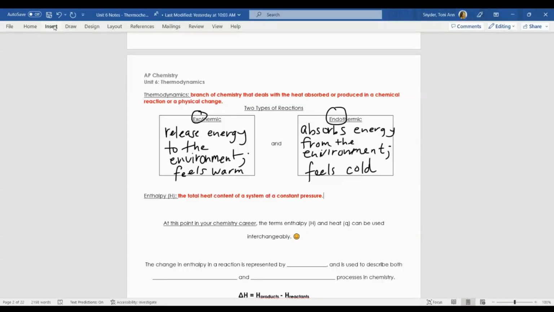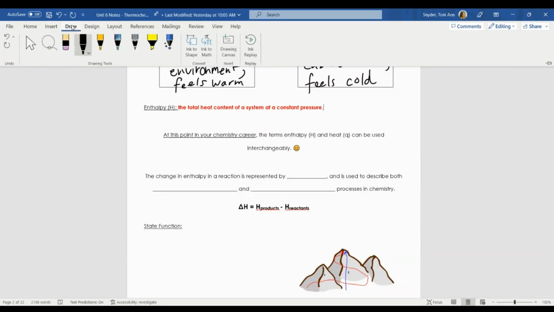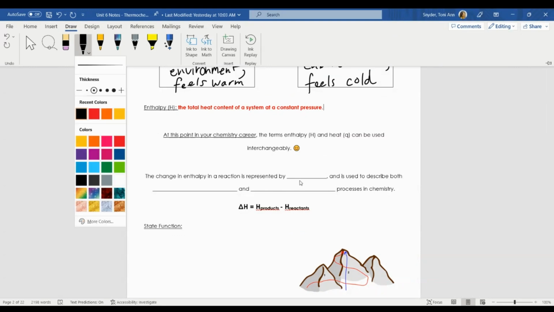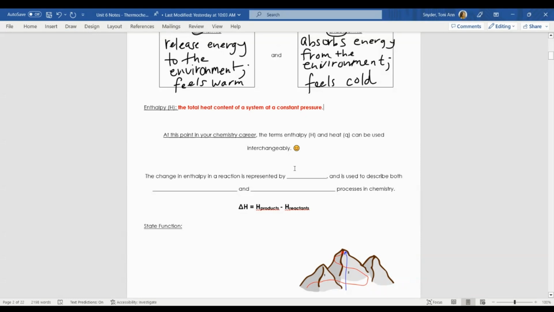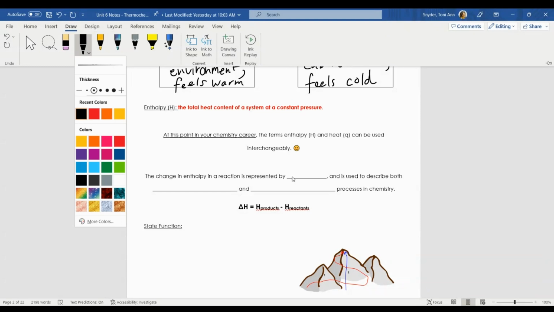If the pressure is not the same, which it's not when you get to upper level chemistry classes, enthalpy and heat do not mean the same thing. But for us, since we are always working at a constant pressure, we can assume that enthalpy and heat mean the same thing. So just keep that in mind. You wouldn't get to the difference in that until you get to college level physical chemistry classes, which are like 400 level classes, which I'm sure many of you wouldn't have to take unless you're actually majoring in chemistry. So the change in enthalpy of a reaction is represented by delta H. You might remember whenever we use the change in something, the change is always represented by the triangle.